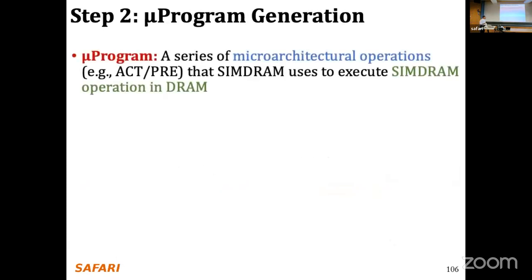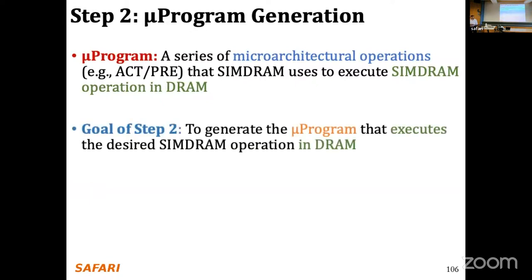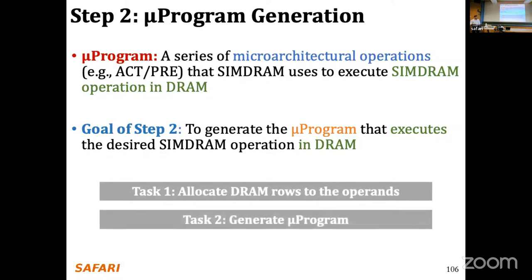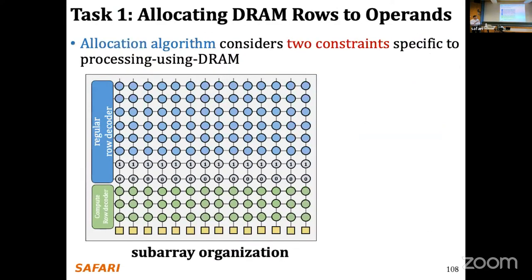So the second step is translating that particular circuit that was generated, that majority-based circuit, into a sequence of DRAM row activations, DRAM row copies, and triple row activations. We are going to call the sequence of operations a microprogram. So our goal here is to generate this microprogram that can implement the desired operations in DRAM. There are two steps over here. The first step is to allocate the DRAM rows to do the computation, and the second step is the proper generation of the microprogram. So let's start with the first step.